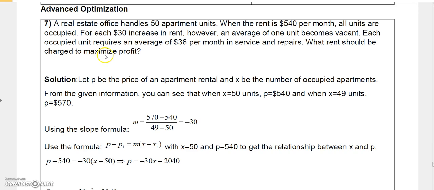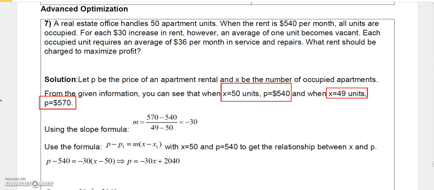Okay, so we know we want to maximize profit, but before we can do that, we need to come up with a function that represents the price of the apartment based on the number of units. So I'm going to use two values. One, we know that if 50 units are occupied, that corresponds to a price of $540. Now, we also know that if we increase the price $30, to $570, then only 49 units would be occupied.